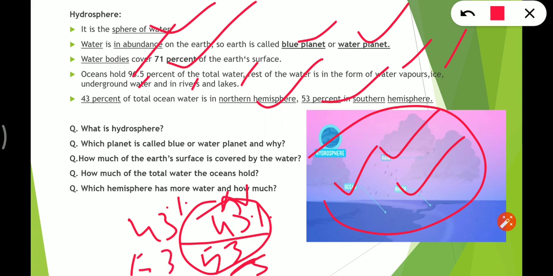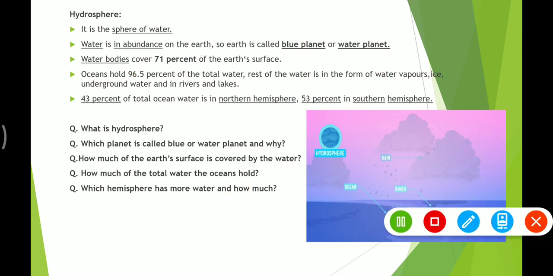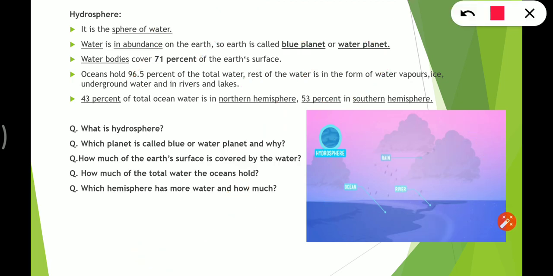Okay, so now I think everything is clear, everything we have discussed about this. Now the question that you have to attempt is, what is hydrosphere? So hydrosphere, the sphere of water. Which planet is called blue or water planet, and why? So earth is called blue planet or water planet because water is in abundance on the earth, right?